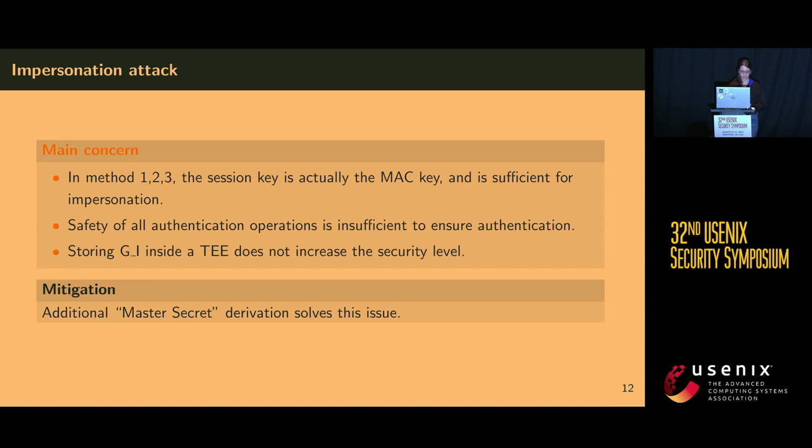So the main concern is in methods 1, 2, and 3, so the methods where a Diffie-Hellman long-term key is used. The session key is actually the MAC key, and it's sufficient for impersonation, and it does not rely on long-term secrets that are hidden in the TEE. So the safety of all authentication operations is insufficient to ensure authentication. That's a big deal. So we came up with a mitigation, which is adding an additional master secret derivation for the session key that will solve this issue.